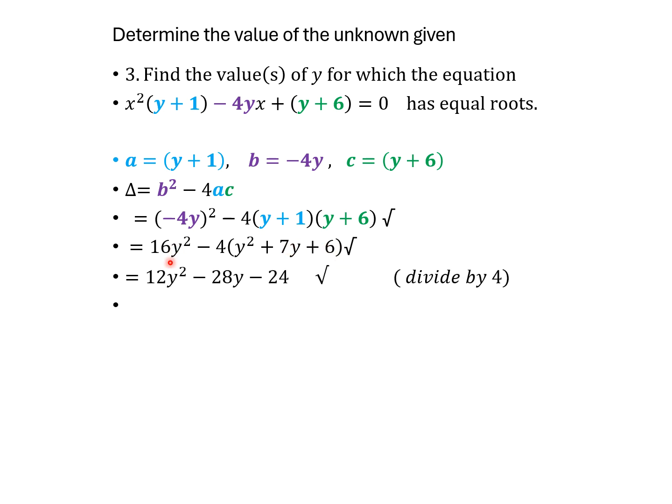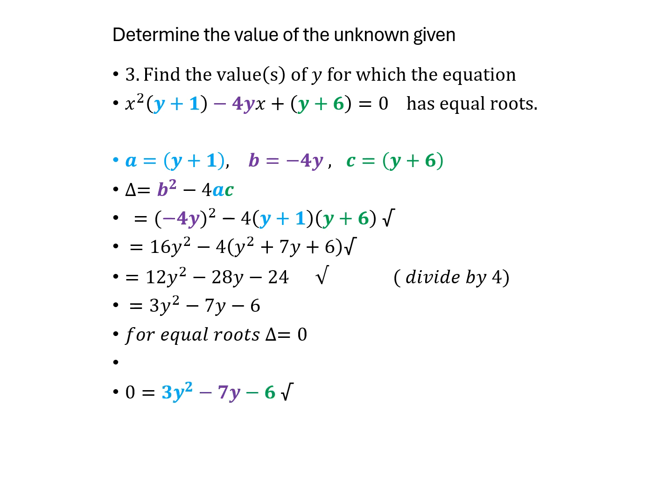16y squared minus 4y squared gives me 12y squared. Minus 4 times 7 is minus 28y, and minus 4 times 6 is negative 24. Now we divide everything by 4: 12 divided by 4, 28 divided by 4, 24 divided by 4, which gives me 3y squared minus 7y minus 6. For equal roots, this must be equal to 0. So 3y squared minus 7y minus 6 equals 0.